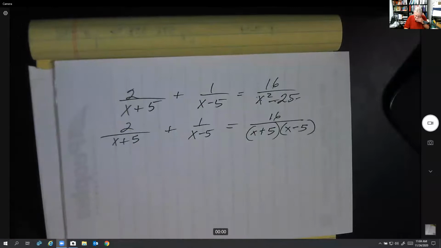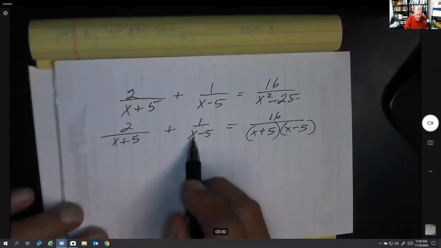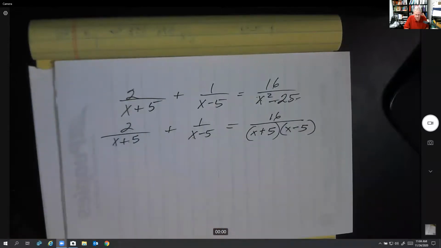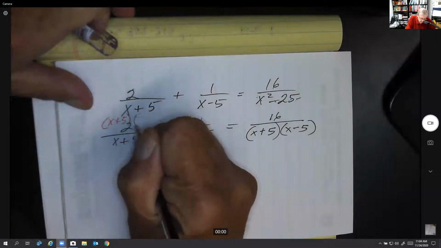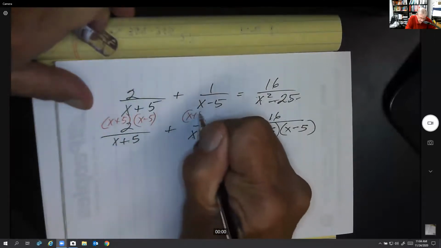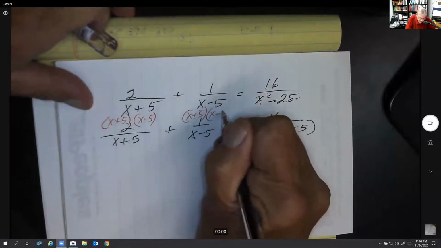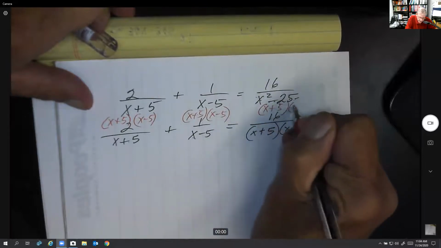Same factors we had. So in order to cancel out the x plus 5, I need an x plus 5 on each term. Cancel out the x minus 5 on each term. So I'm going to write that down. Let's see if I got a better, got a red pen here. Maybe we can use that. X plus 5, x minus 5. X plus 5, x minus 5. X plus 5, x minus 5.